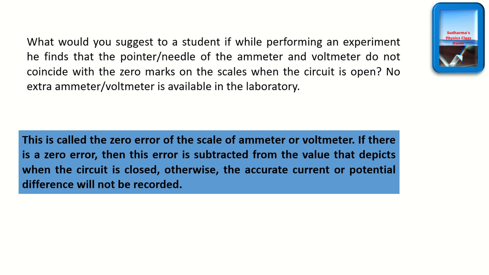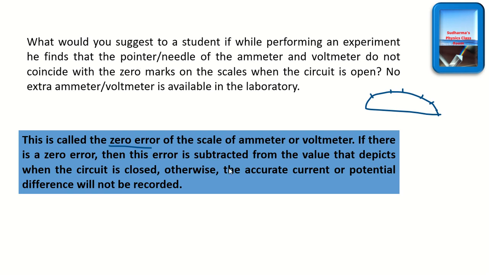And the last question: what would you suggest to a student if, while performing an experiment, he finds that the pointer needle of the ammeter and voltmeter do not coincide with the 0 marks on the scale when the circuit is open? No extra ammeter or voltmeter is available in the laboratory. So this particular question is about the zero error of the scale of the ammeter or voltmeter. Normally, if the needle is not coinciding with the zero, we have to reduce that amount from the actual reading. Because it is not coinciding with zero, it is called a zero error.